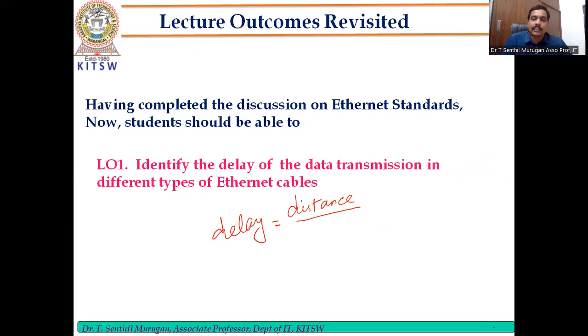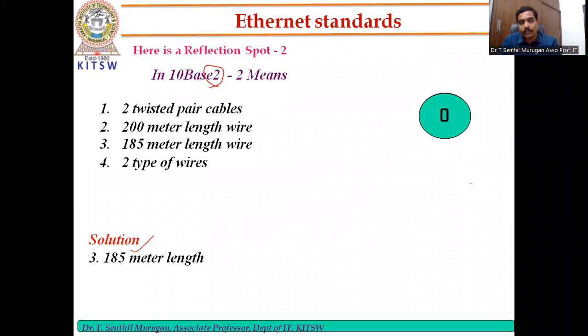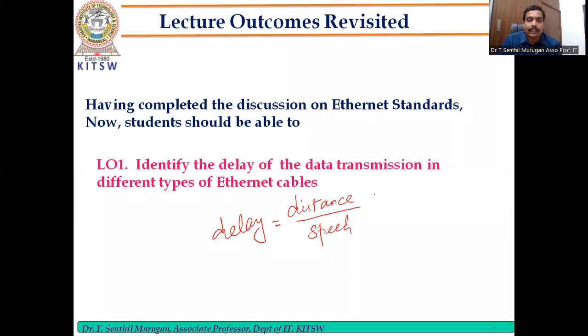Okay. So how much distance? The distance we already mentioned. How many meters are used for the data? In the previous slide, this is 500 meters, this is 185 meters, this is 100 meters, this is 2000 meters. So this is the distance. Okay. So how the data is transmitted and at what speed it is transmitting.